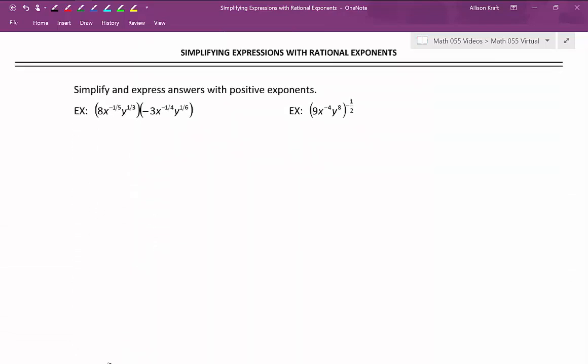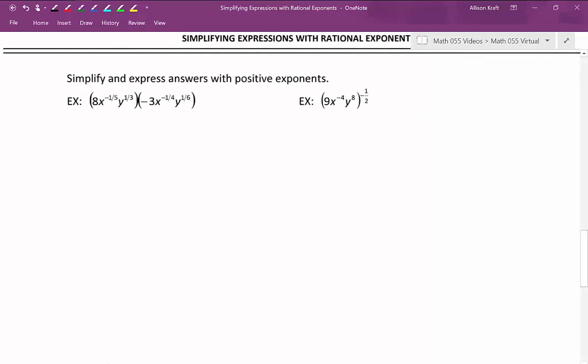Let's simplify each of these expressions, and we want to make sure to write our answer with positive exponents only. 8x to the negative 1/5 y to the 1/3 times negative 3x to the negative 1/4 y to the 1/6. All we're going to do here is pair up. Notice that we have coefficients, x's, and y's. We're going to multiply like types together.